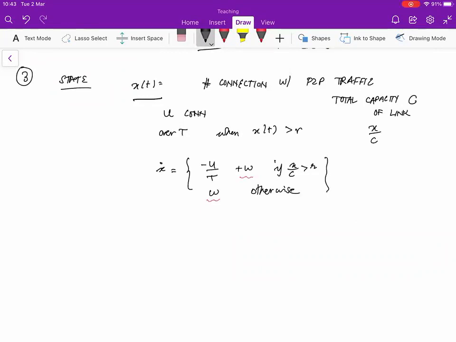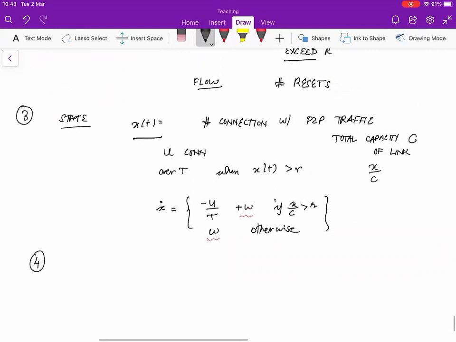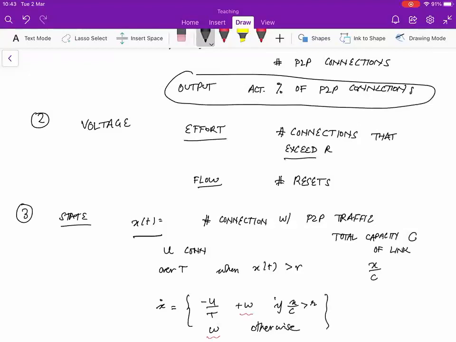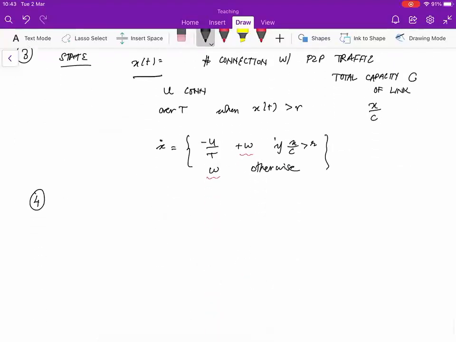And then the transfer function. So the transfer function here, we're going to basically look at the output. So the output over here is actually the actual percentage or actual number. So just keeping consistent with this, let's say y of t is basically x of t. It's this number of connections that's actually there. Then we know that y dot is going to be x dot. That's going to be minus u over t plus w if x over c is greater than r and w otherwise.